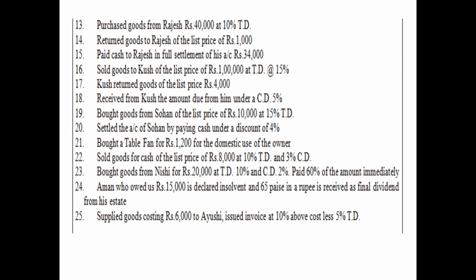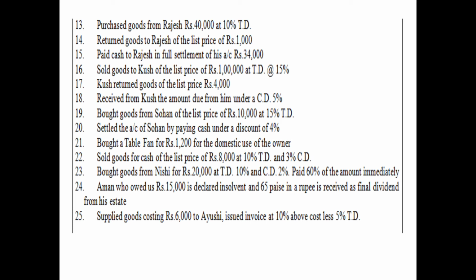And simultaneously out of the due amount, when this cash discount was given, that means out of 81,600, 4,080 rupees was given as discount. That means remaining balance of 77,520 will be received in cash. Cash account will be debited because cash is coming in. So the combined entry for this case will be cash account debited 77,520, discount allowed account debited 4,080, to Kush 81,600.